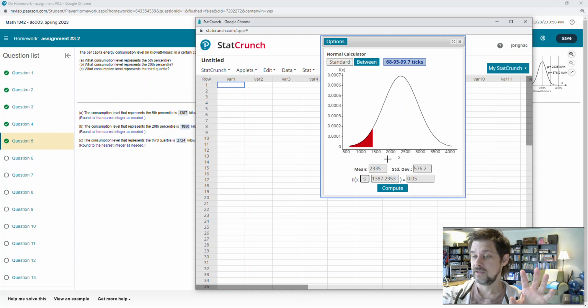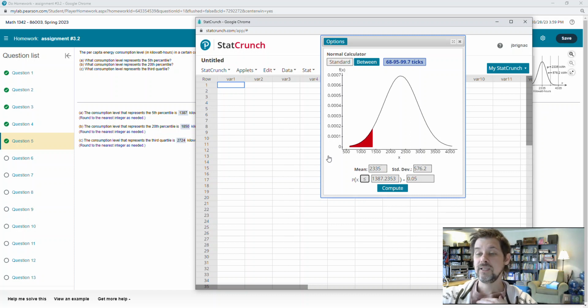Okay, so if this part right there has an area of 0.05, that means that 5% of the overall data is less than whatever this number is on the horizontal axis, which is 1387.2. Now it says round to the nearest integer or whole number, so that's why I put 1387. All right, so 5% of the area on this curve is less than 1387.2. That means if you use this amount of energy, 1387.2 kilowatt hours, you use more than 5% of the people in the overall data. Okay.